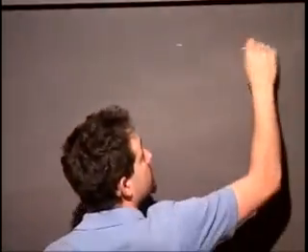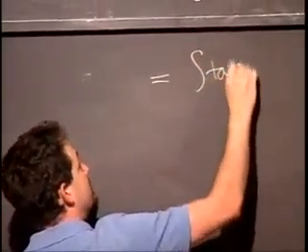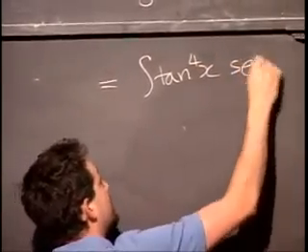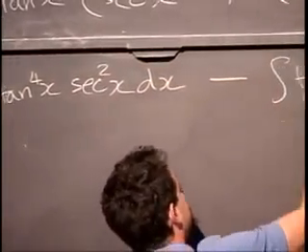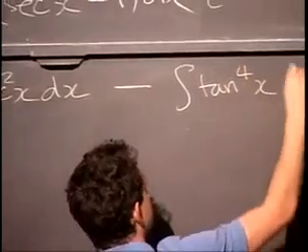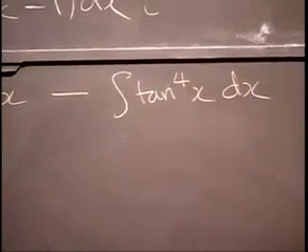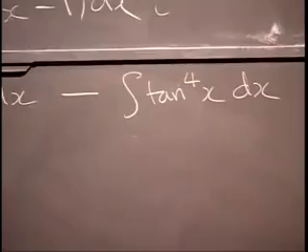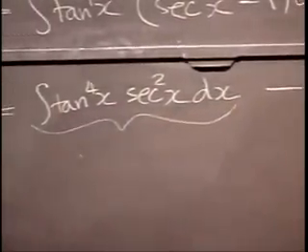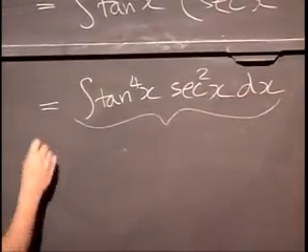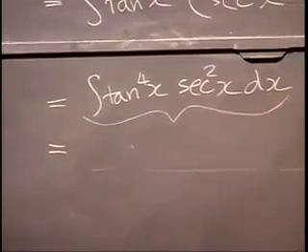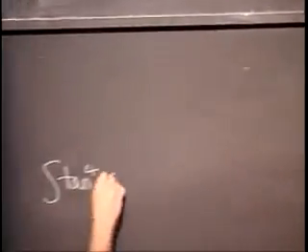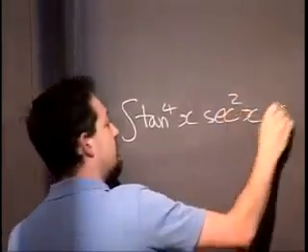And now I'm going to break it up into two integrals. One is tan to the 4th x, secant squared x dx. And the other one is tan to the 4th x. Okay, let's operate on this one first. So maybe I'll do my old trick of leaving a blank. And I'll come over here and I'll operate on tan to the 4th x secant squared x dx.